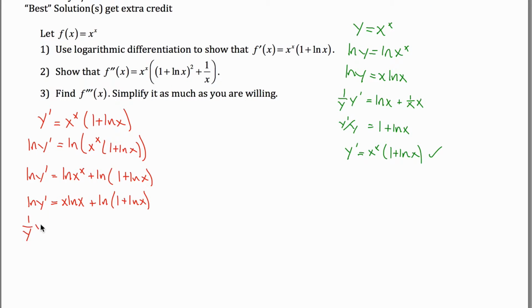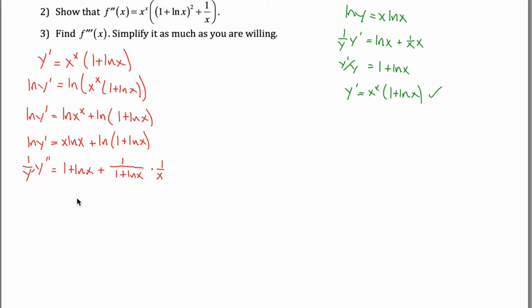I get 1 over y prime times y double prime. And that's equal to, let's see, I need the derivative of x times the natural log of x. I figured that out earlier right here. Right, it's equal to this thing, which was equal to this thing. So I got 1 plus natural log of x is the derivative of this part, plus, and then the derivative of this part, well, I got a chain rule, 1 over for this natural log, times the derivative of the stuff on the inside, which is 0 plus 1 over x. So I get something like this, which isn't quite what we want.